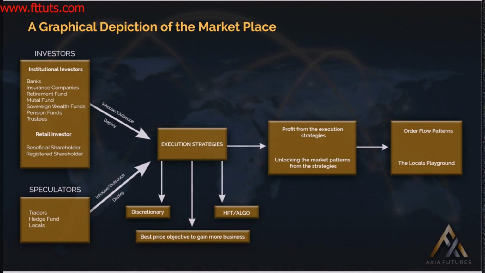So that's really where it gives you a holistic picture of how come order flow patterns exist. The root of the order flow pattern is the execution strategies from the various investors and speculators that exist in the marketplace.